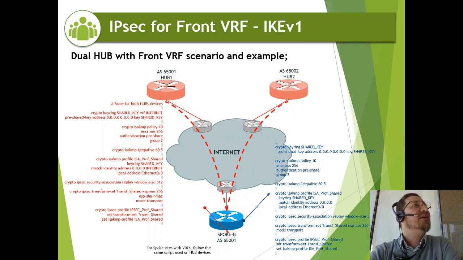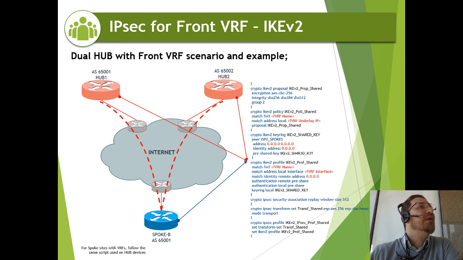Here we have a scenario with a dual hub and a front VRF. You can see the scripts and the line commands for IPsec configuration on IKE version 1. Here we have the same scenario, but using IKE version 2.